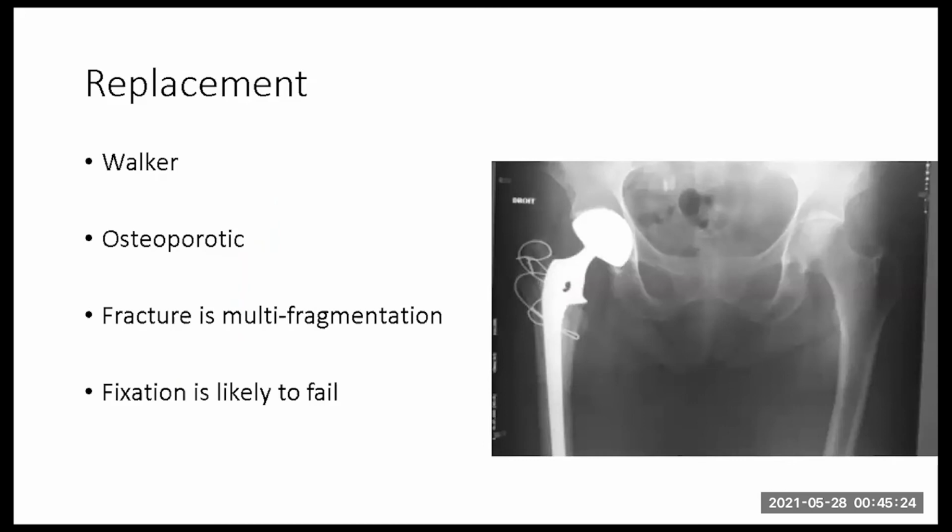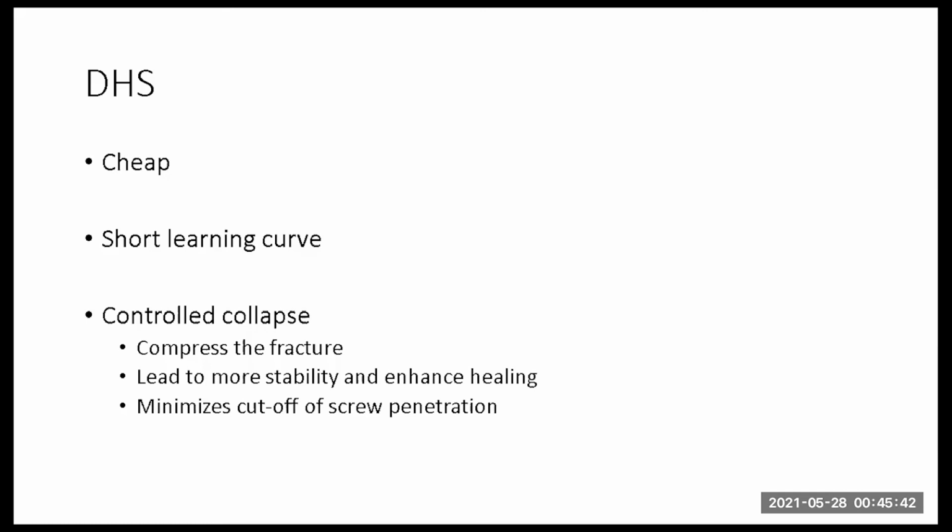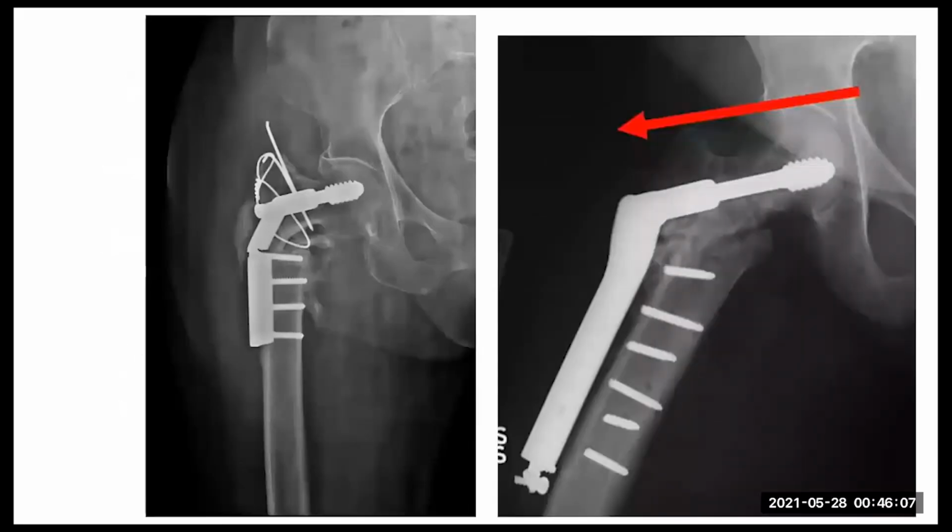Replacement is done in very limited cases. The patient should be a walker, osteoporotic, and the fracture multifragmentary, where fixation is likely to fail. In these cases, we can think of a primary replacement. Now, what are the advantages of the DHS? It is cheap, readily available, has a short learning curve, and it allows controlled collapse. And this controlled collapse will compress the fracture, enhancing the stability and healing, and minimizing the possibility of a screw cut out or penetration.